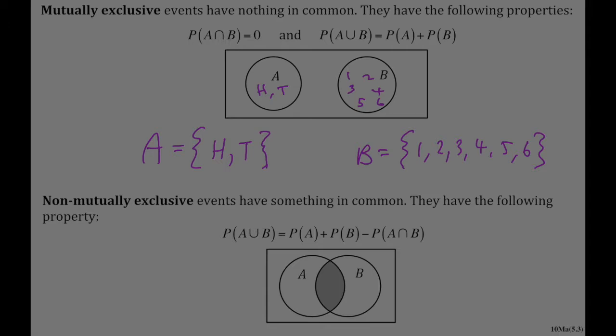And we have a formula that we can use. When you want to find what is in A or B, you just find what's in A, you just find what's in B, and you add those two answers together when you're dealing with probabilities. If we're interested in what's in A and B, in both circles at the same time, nothing is in both of them. When you're talking about non-mutually exclusive events, that means they do have something in common.